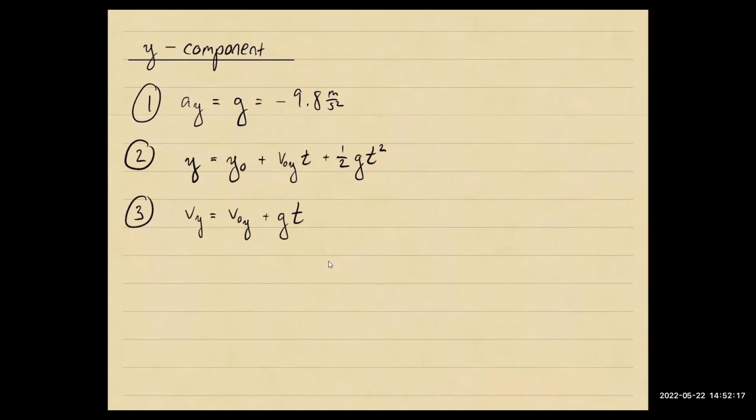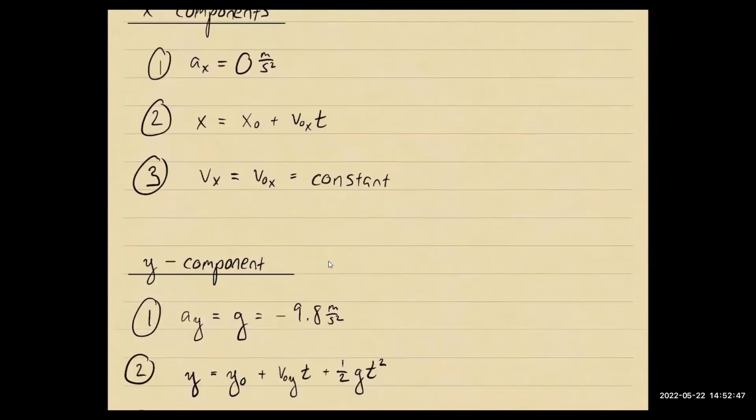And last but not least, the fourth relevant equation for our y component stuff when talking about projectile motion is that our final velocity squared in the y direction minus our initial velocity in the y direction squared is going to be equal to 2 times our acceleration in the y direction, which is just g, times our displacement in the y direction.